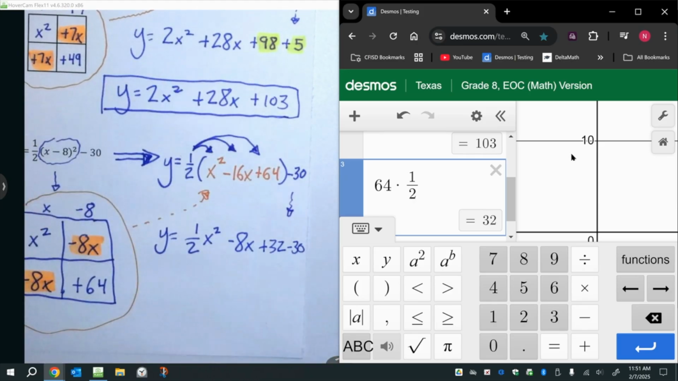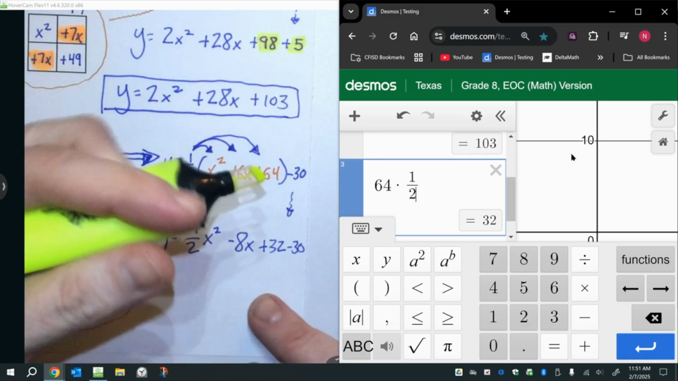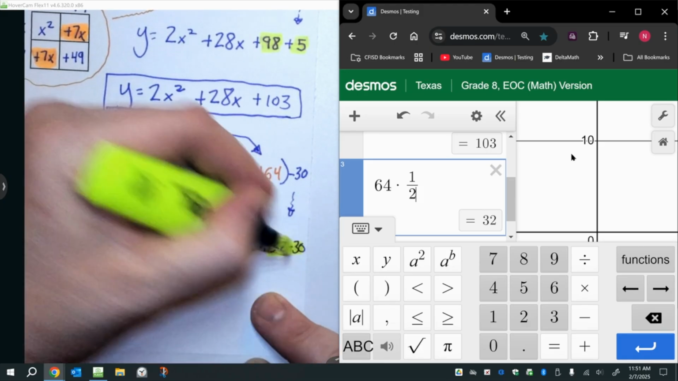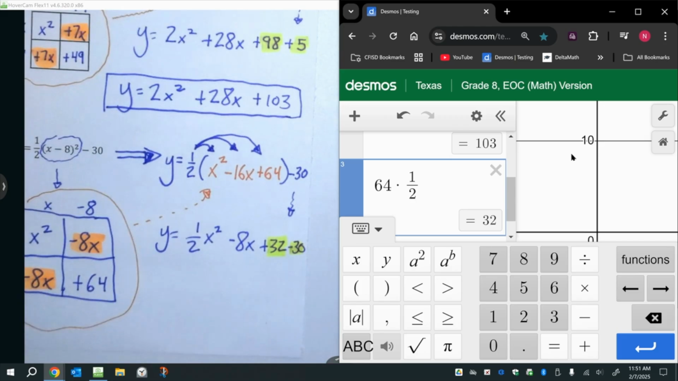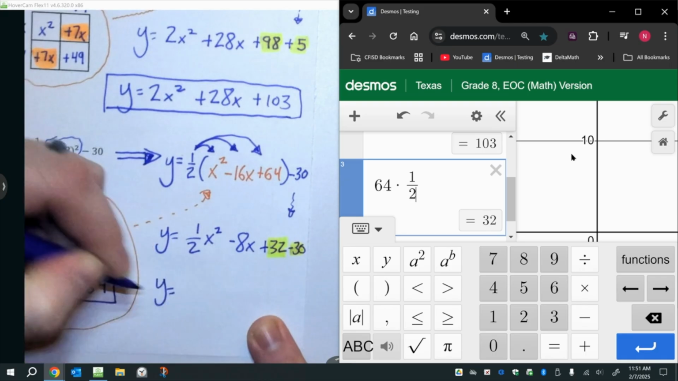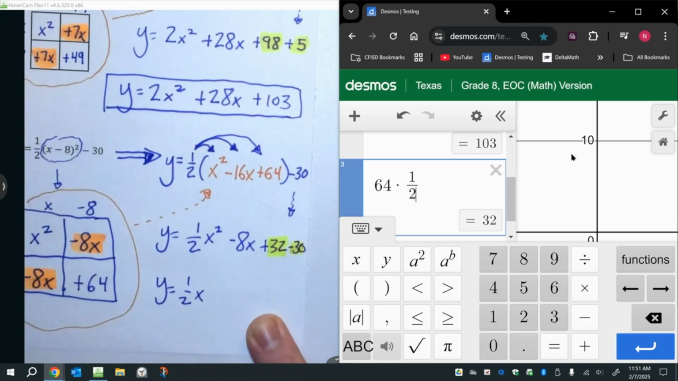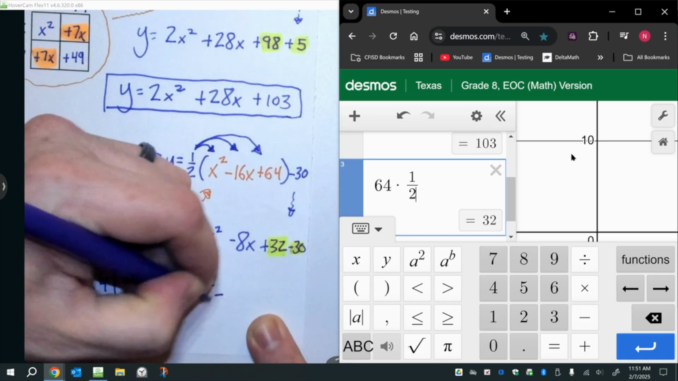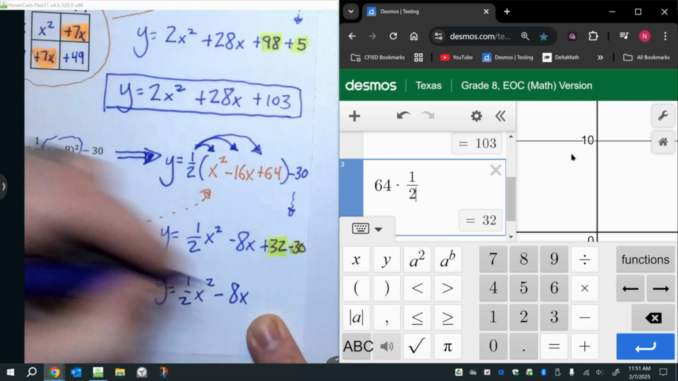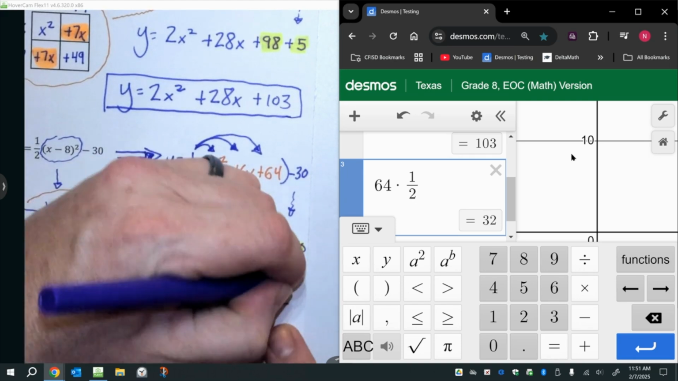So again, we have like terms right here and right here. My 32 minus 30, well, that's just going to be a positive 2. So my final answer is y is equal to 1/2 x squared minus 8x plus 2.